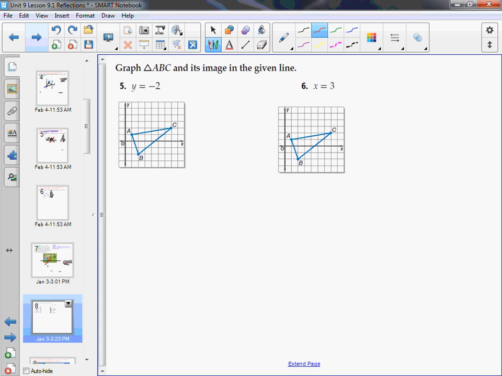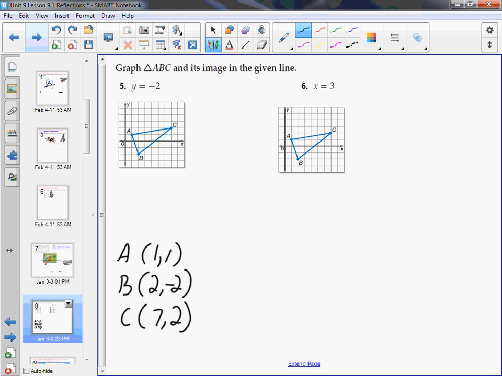So on number 5, and if you don't have any graph paper, that's fine. Just draw yourself a coordinate plane. And on your coordinate plane, put A with coordinates 1, 1 on there. B has coordinates 2, negative 2. And then C is, let's see, 1, 2, 3, 4, 5, 6, 7, 2. So you don't have to make a big deal of it. Just make an x-axis and a y-axis, and then put those 3 points at 1, 1, 2, negative 2, and 7, 2. So when you're working these problems on your own in a little bit, it's okay for things to not be perfect.